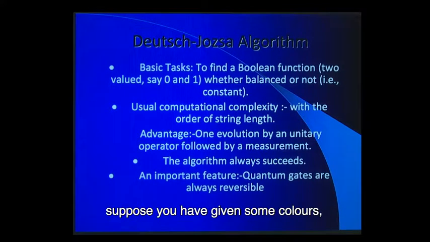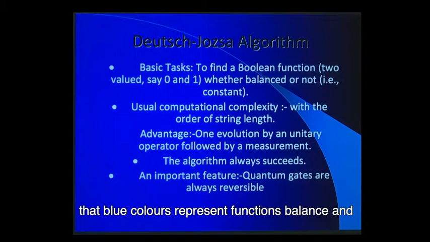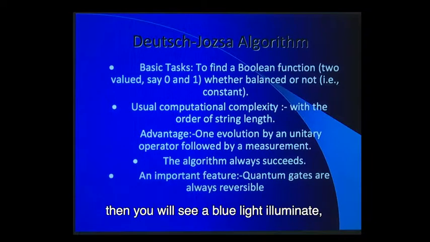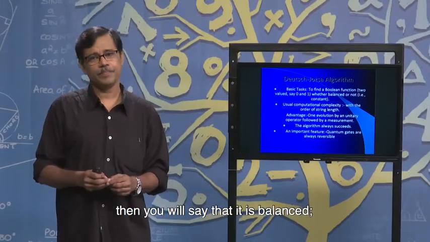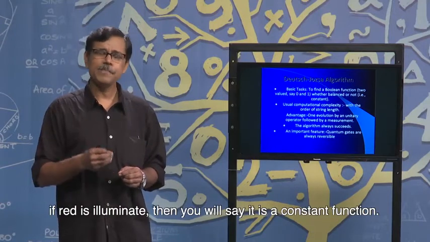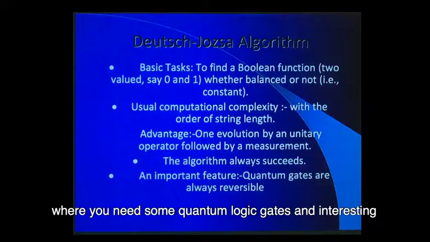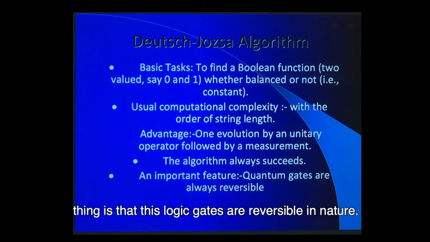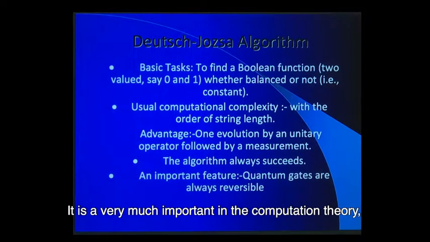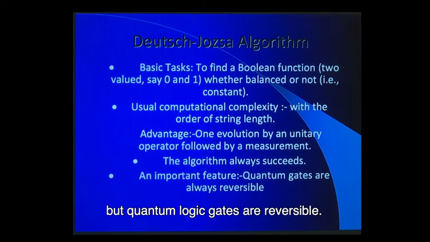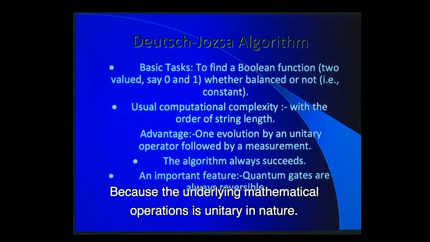Suppose you have given some colors, that blue color represents function balanced and red color represents function constant. Then if a blue light illuminates, you will say that it is balanced. If a red light illuminates, then you will say it is a constant function. So, with some operation in a black box, this is a quantum operation where you need some quantum logic gates, and the interesting thing is that these logic gates are reversible in nature. It is very important in the computation theory. You know the logic gates in the usual sense are not reversible, but quantum logic gates are reversible, because the underlying mathematical operation is unitary in nature.